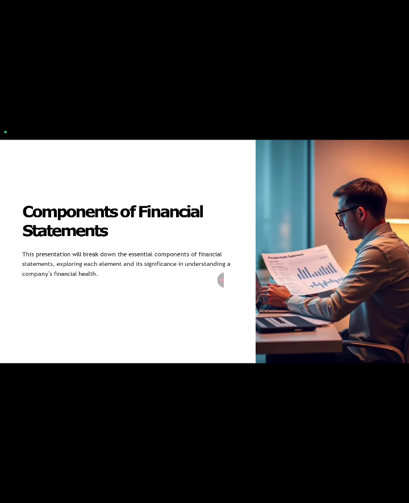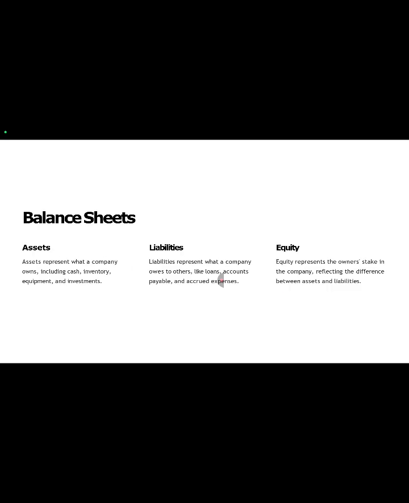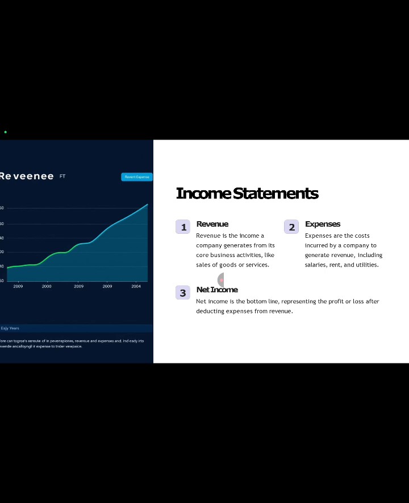First of all, components of financial statements. This presentation will break down the essential components of financial statements, exploring each element and its significance in understanding a company's financial health. What are the components of financial statements? Number one is the balance sheet. The balance sheet includes assets, liabilities, and equities.